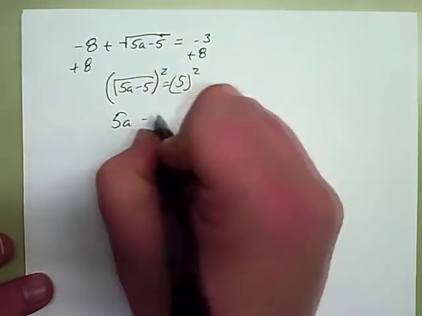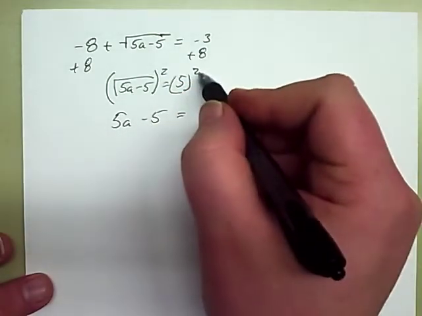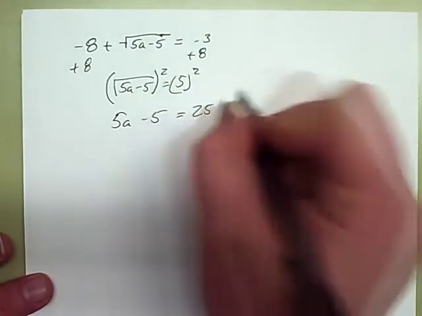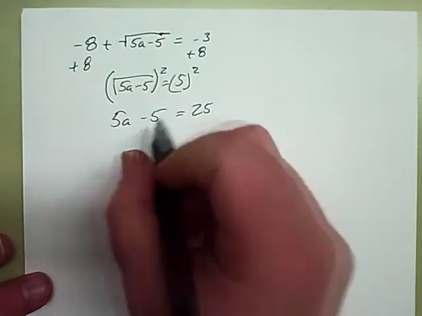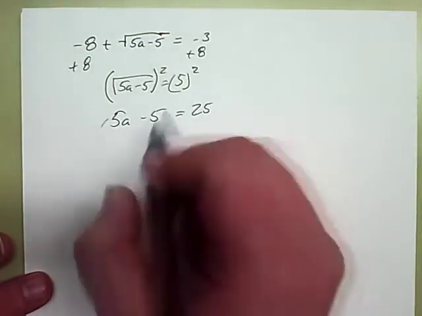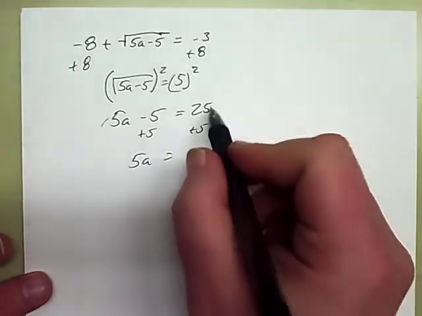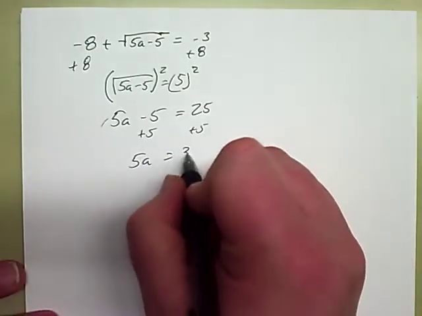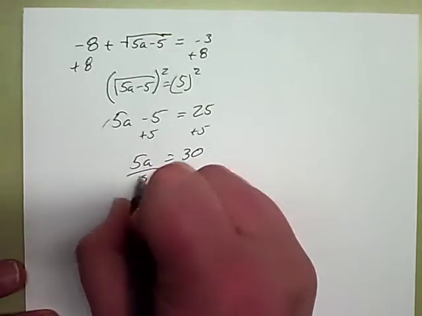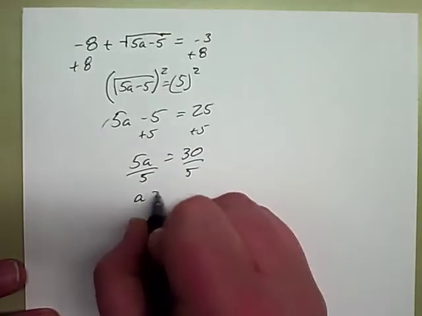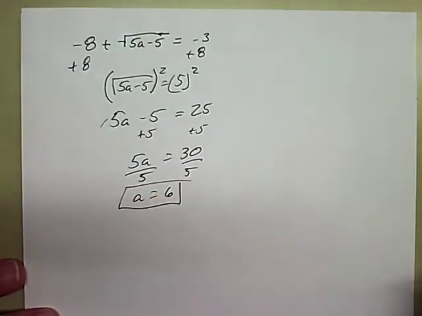I get 5a minus 5 equals, and 5 times 5, 25. And now I can solve the remaining equation. So add 5, right? 25, 26, 27, 28, 29, 30. Divide by 5 here, and a equals 6.